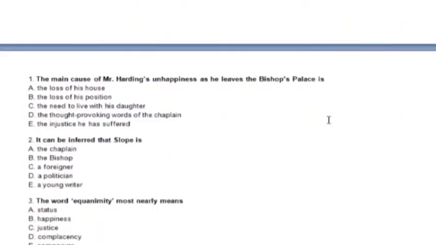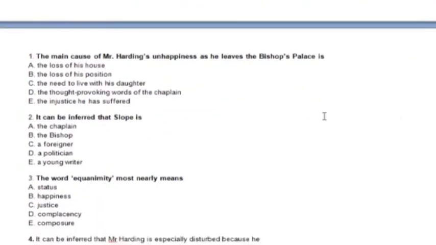Here are questions that you are supposed to answer. Question number one is, the main cause of Mr. Harding's unhappiness as he leaves the bishop's place is A. the loss of his house, B. the loss of his position, C. the need to live with his daughter, D. the thought-provoking words of the chaplain, E. the injustice he has suffered.